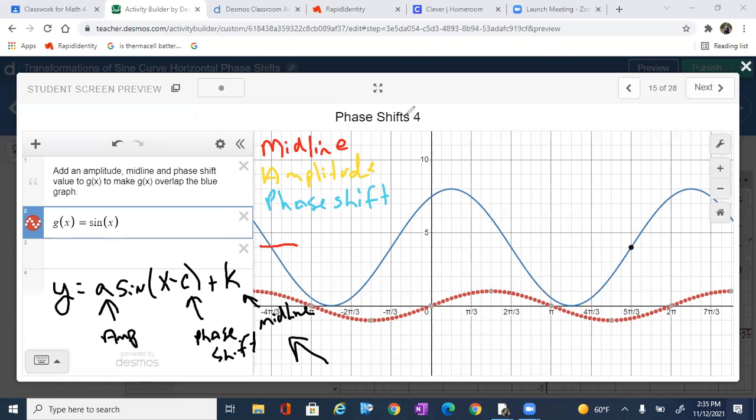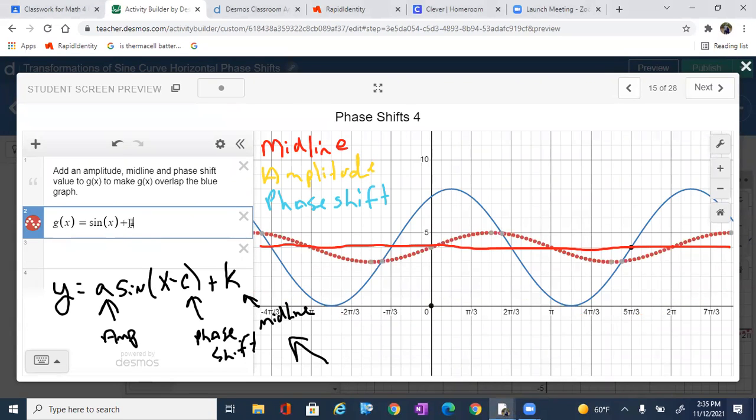Remember that the midline cuts the graph in half. So I'm going to take that graph, find the middle point, and you can see that the top piece is the same as the bottom piece. And I'm going to put that right where the midline is. That's at the end of the equation, plus k, or plus, in this case, 4.